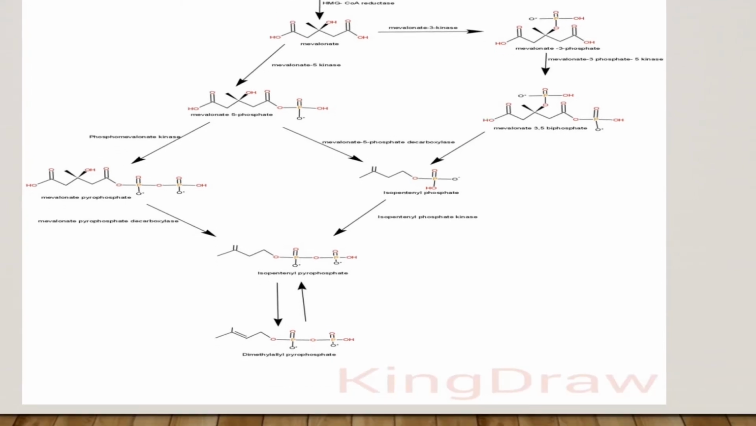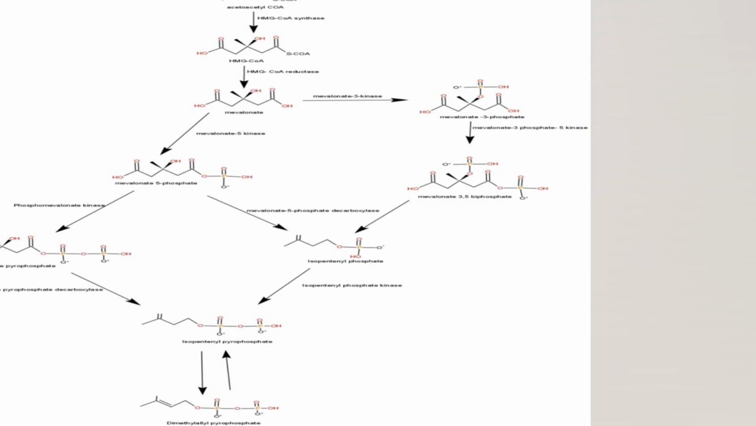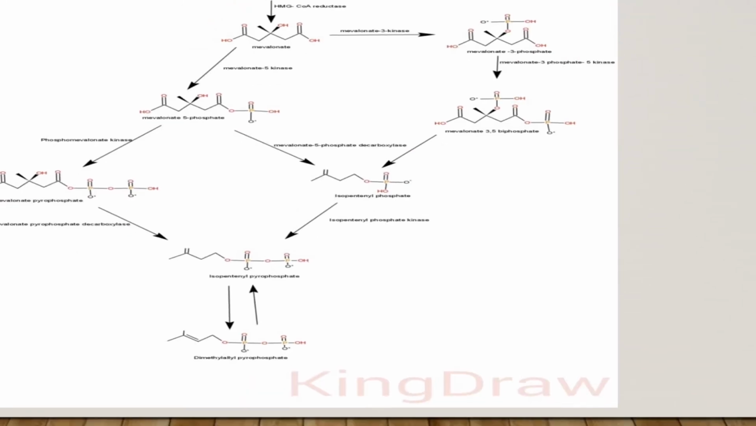This isopentenyl pyrophosphate is converted to dimethylallyl pyrophosphate. Another way is where at the 3 position the phosphate group is attached, that is mevalonate 3-phosphate. Then it gives mevalonate 3,5-bisphosphate. Then again isopentenyl phosphate, isopentenyl pyrophosphate and dimethylallyl pyrophosphate.